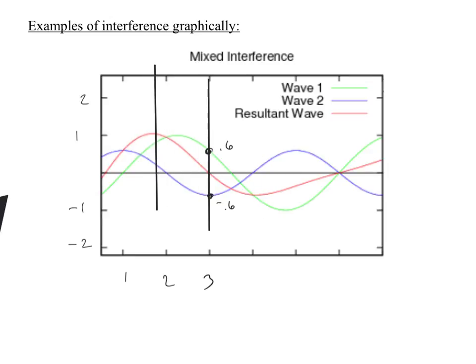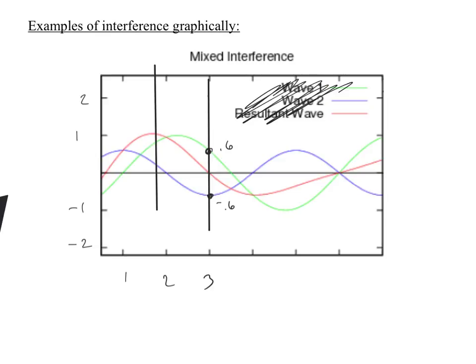And you can test it out. Like, look right here where it is now. Well, I've got a positive wave, blue. It's about 0.2. Positive green, about 0.7. 0.7 and 0.2 gives me around 0.9. Pretty close to 1.